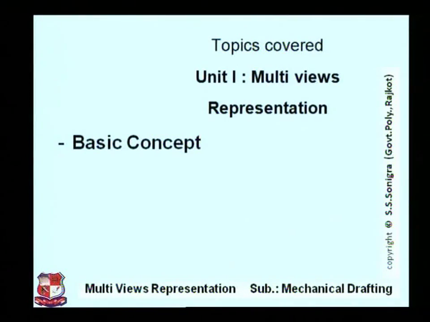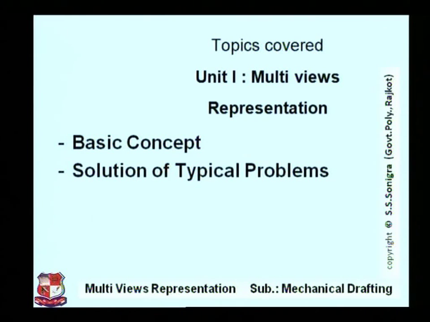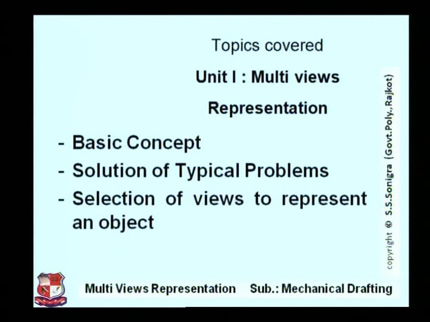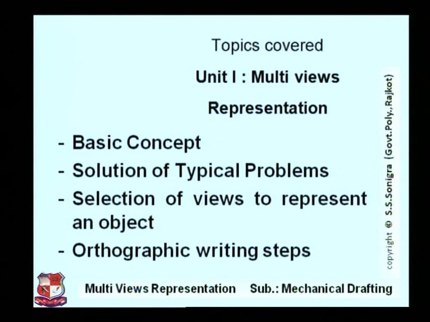Good afternoon dear friends, myself Sonigra, and today we are going to discuss the topic of multi-views representation in the subject of mechanical drafting, some of the basic concepts and the solution of some typical problems related to multi-views representation. The highlights of today's presentation are: first we will discuss the basic concept, then solution of typical problems, then selection of views to represent an object, how to select the view, and orthographic writing steps.